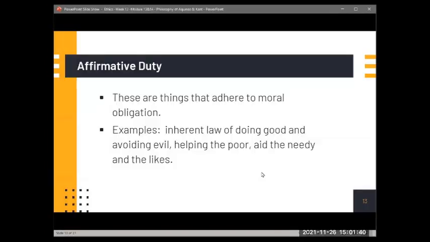Now, the next kind of duty is the affirmative duty. Now, these are things that adhere to moral obligation. So, the examples are the inherent law of doing good and avoiding evil, helping the poor and aiding the needy and the likes.